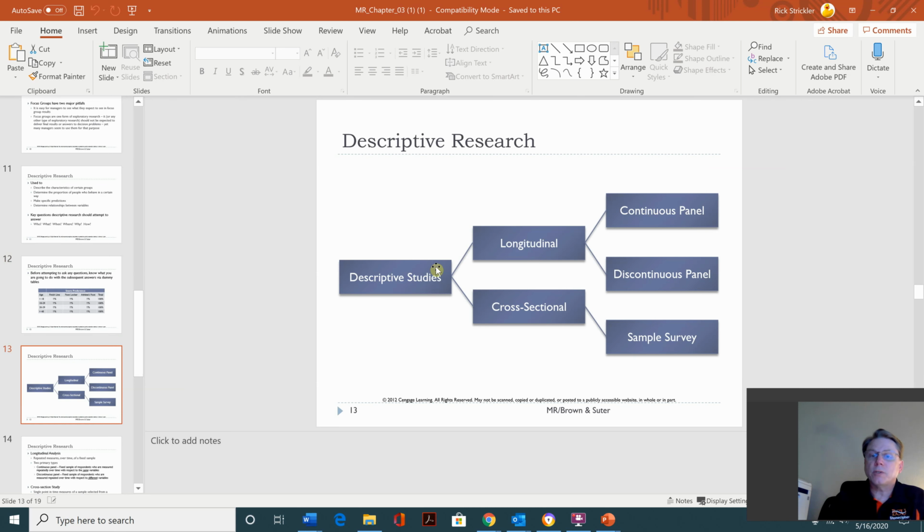So descriptive research, you start with a study, then go longitudinal or cross-sectional, and then go to continuous panel, discontinuous panel, or a sample survey.